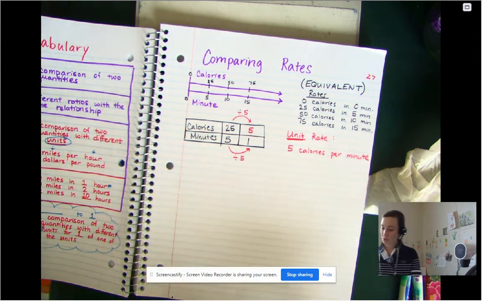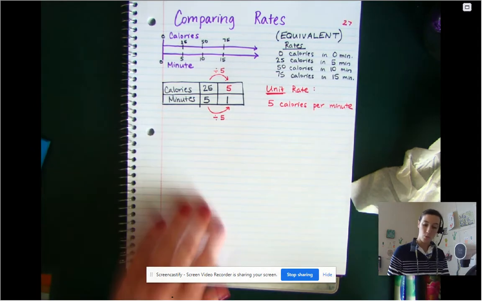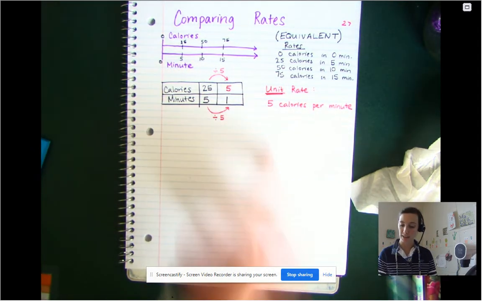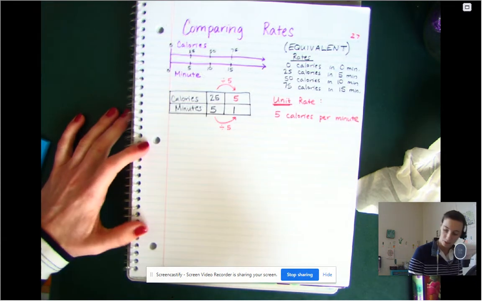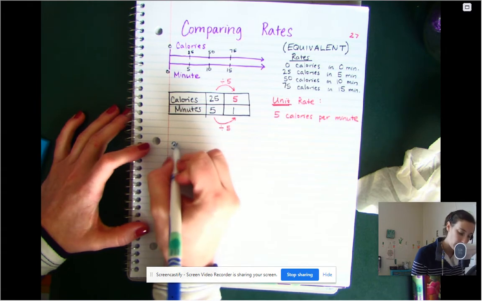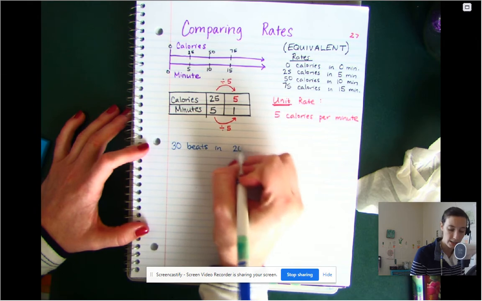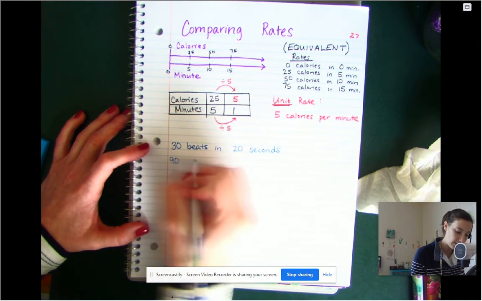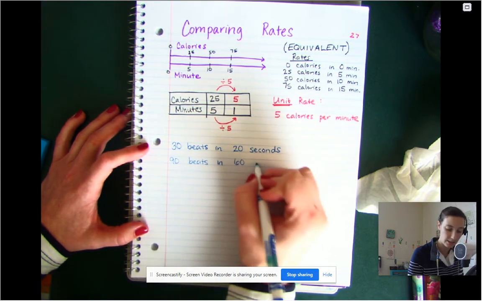Okay, let's do a different one from the page, and this asks us to decide whether the rates are equivalent, whether they are the same. So we're definitely going to need to use this method again. So looks like we're talking about either heartbeats or a percussionist. I don't know, probably heartbeats. 30 beats in 20 seconds. 90 beats in 60 seconds.